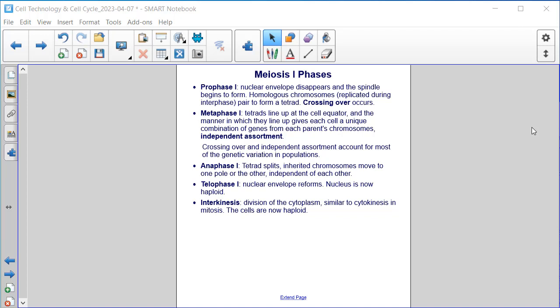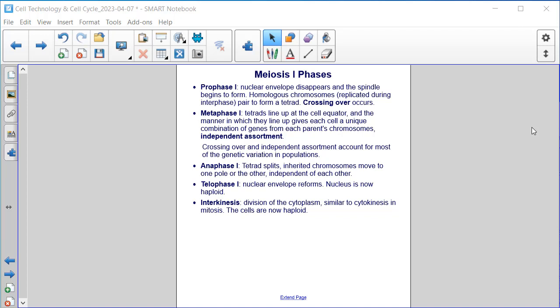Metaphase I is when the tetrads line up at the cell equator, and the manner in which they line up gives each cell a unique combination of genes from each parent's chromosomes, known as independent assortment. Crossing over and independent assortment account for most of the genetic variation in populations. Anaphase I is where the tetrad splits and inherited chromosomes move to one pole or the other, independent of each other. In telophase I, the nuclear envelope reforms and the nucleus is now haploid.